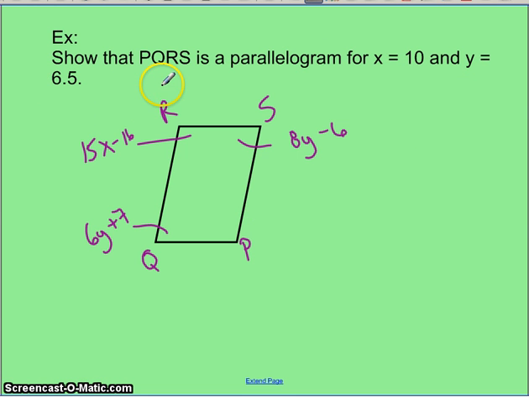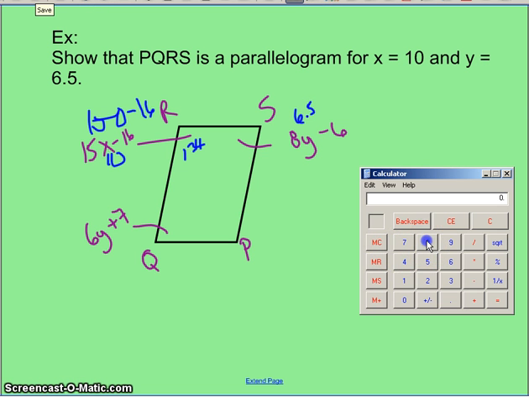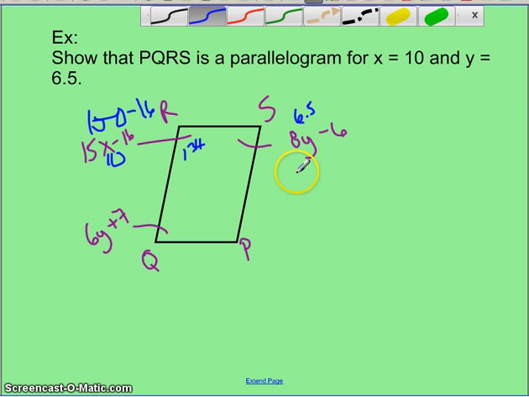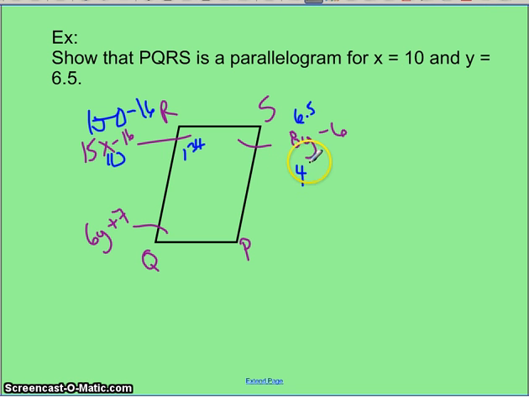Let's move on. Show that this is a parallelogram for x equals 10 and y equals 6.5. Well, we're going to plug in the x first. So if we let x equals 10, this would be 150. 150 minus 16 would be 134. Alright, so it looks like we got to plug in a couple of y's. So we're going to plug in 6.5 into the first. So we're going to have 8 times 6.5 equals 52. 52 minus 6 would be 46.